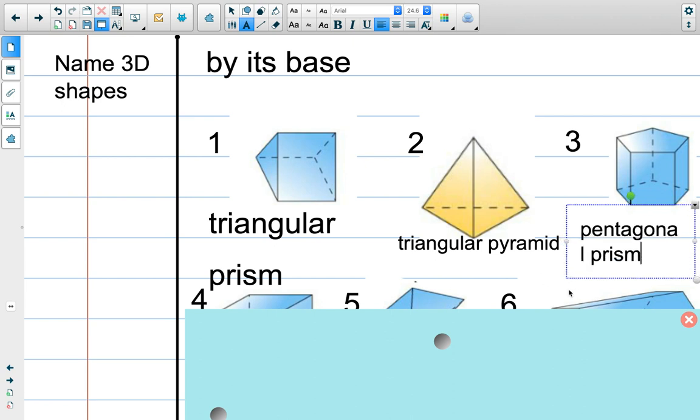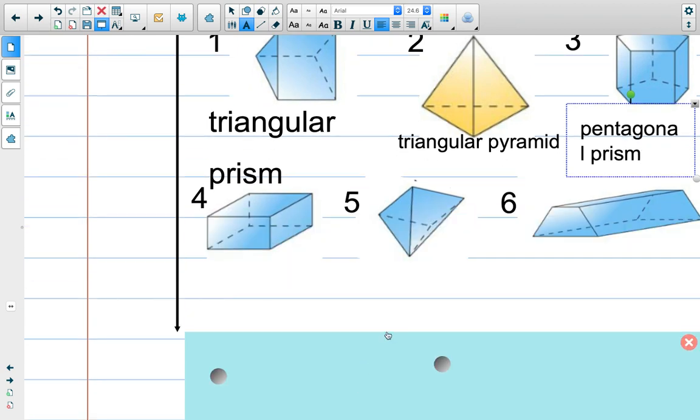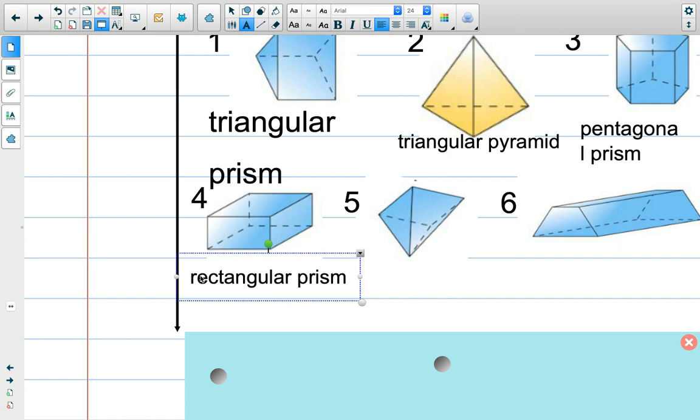And last, and it still wants to wrap. Oh well. Last 3 we have here. This one has rectangles for bases, rectangles all the way around. This would be a rectangular prism.